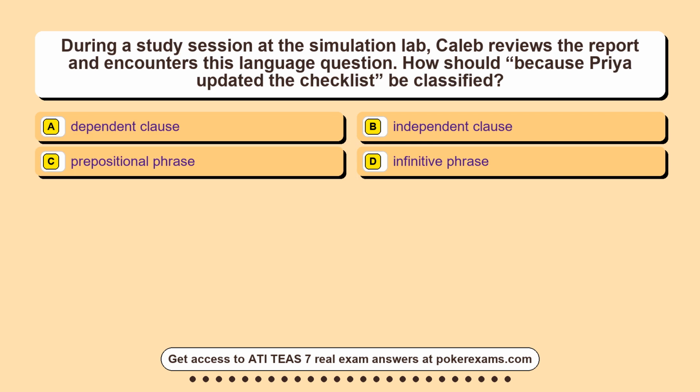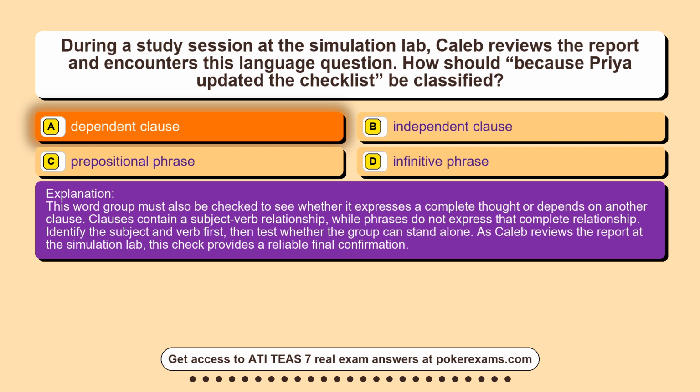Question 24. During a study session at the simulation lab, Caleb reviews the report and encounters this language question. How should because Priya updated the checklist be classified? Option A, dependent clause. Option B, independent clause. Option C, prepositional phrase. Option D, infinitive phrase. The correct answer is option A, dependent clause.